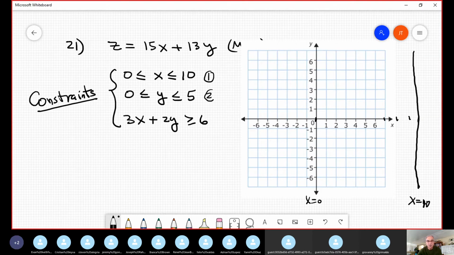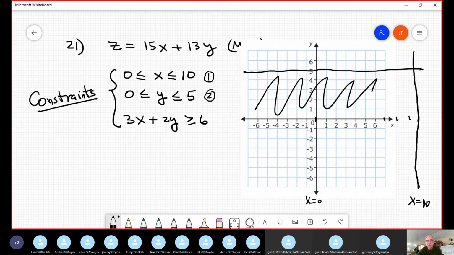The solution for the second is y between 0 and 5. This is 5, again solid, and 0 is the x-axis. So the solution of the second inequality is this part.